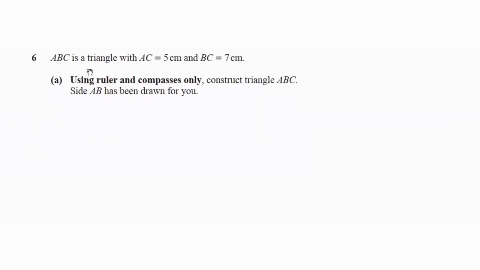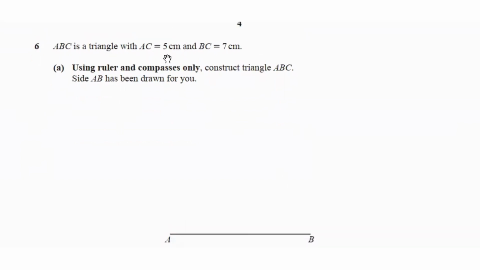Question 6 says ABC is a triangle with AC equals 5 centimeters and BC equals 7 centimeters. Using ruler and compasses only, construct triangle ABC. Side AB has been drawn for you. So what you will do is, you will open your compass to 5 centimeters and you will put the pointed part at A and draw an arc over here.